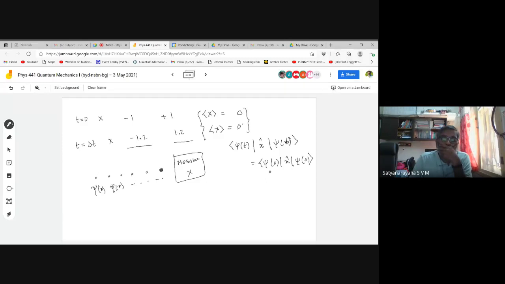Then if you ask, maybe it is possible to show that... let me see. The question that you are asking is that if this is so, can we show that psi of t equals psi of 0?